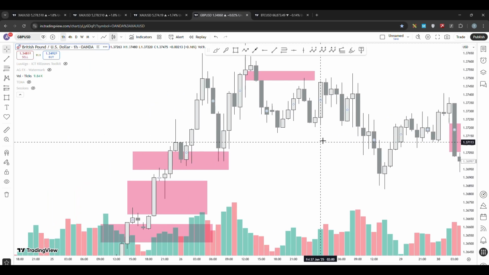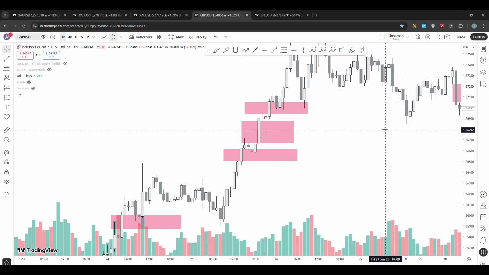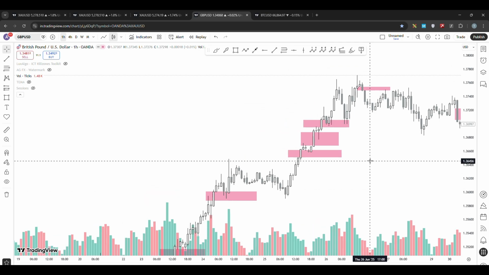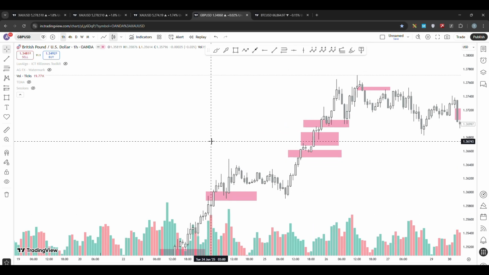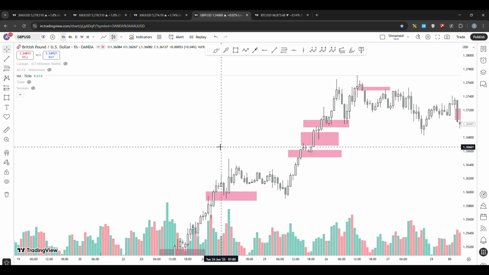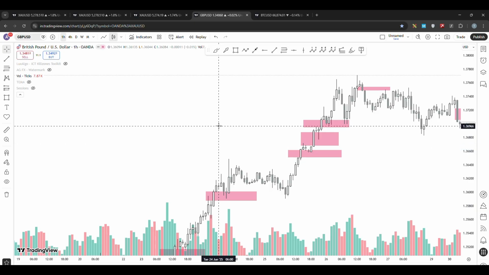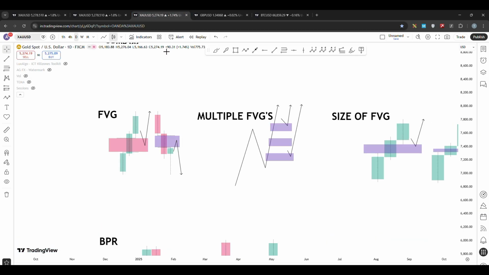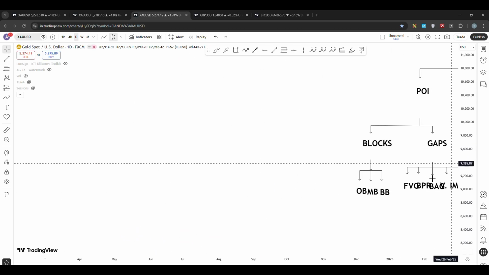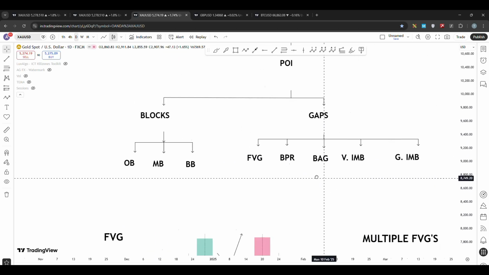Okay, so this is how you can mark the fair value gaps in your chart. Now, in all kinds of market, whether it is currency pairs like GBP USD, Euro USD, or commodities like gold, silver, fair value gaps are the most common type of gaps that you see in the market. So they are very, very important. Make sure you mark them on your charts and see if you can actually take entries from those fair value gaps or not. Now let's talk about the next type of gaps, which are BPR.